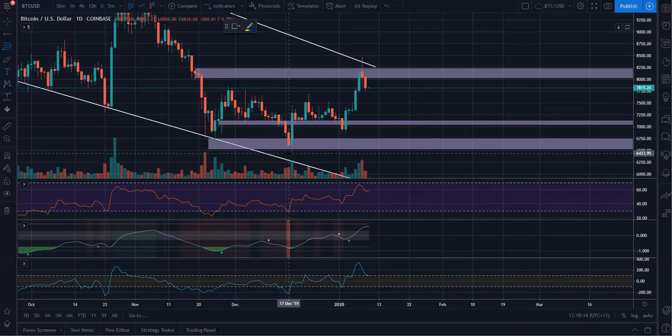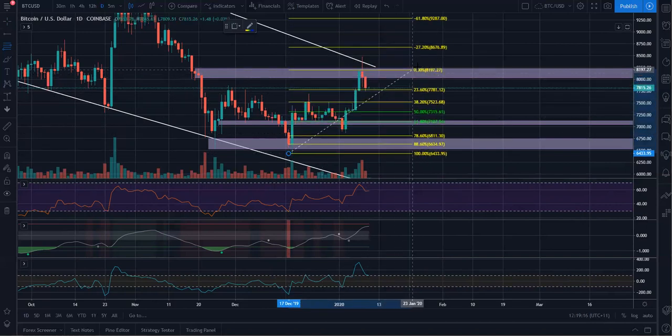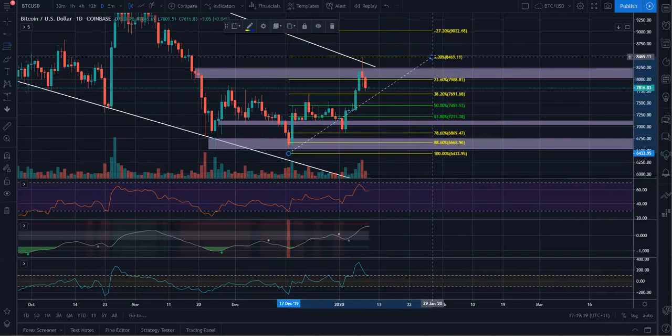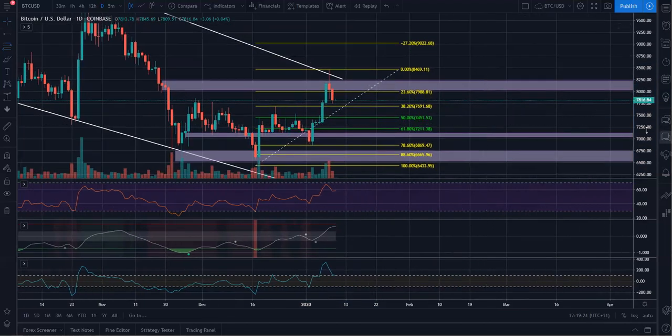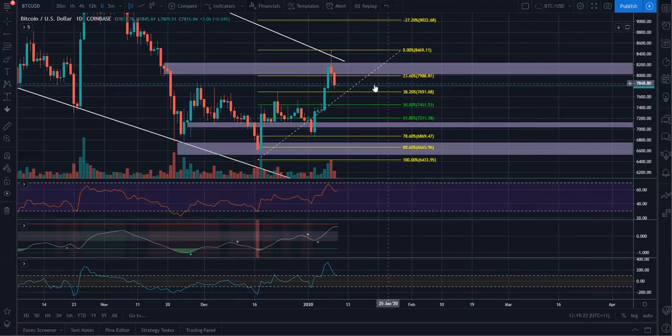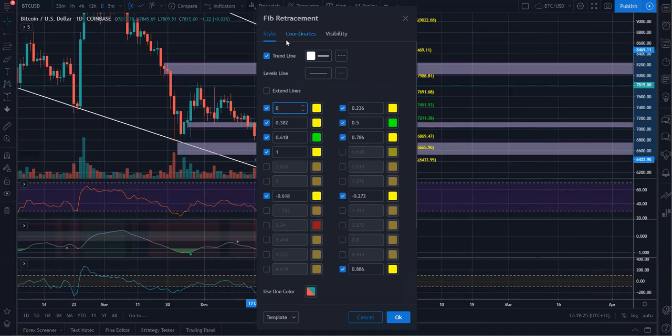So let's have a look here. We can draw it from our swing low to our swing high. Will it line up? Well, it looks like it's been pretty well respected here. Now you can see on the right hand side, these are our fib numbers, and we'll have a look at the settings just here. 0, 38, 61, 1, the extension, the 61.8, and the 272, 786, 5, and 236. And I have my 61 and my 5 highlighted green because for me, they're major pivot points or major areas of interest. And I'll go through the numbers in just a moment.